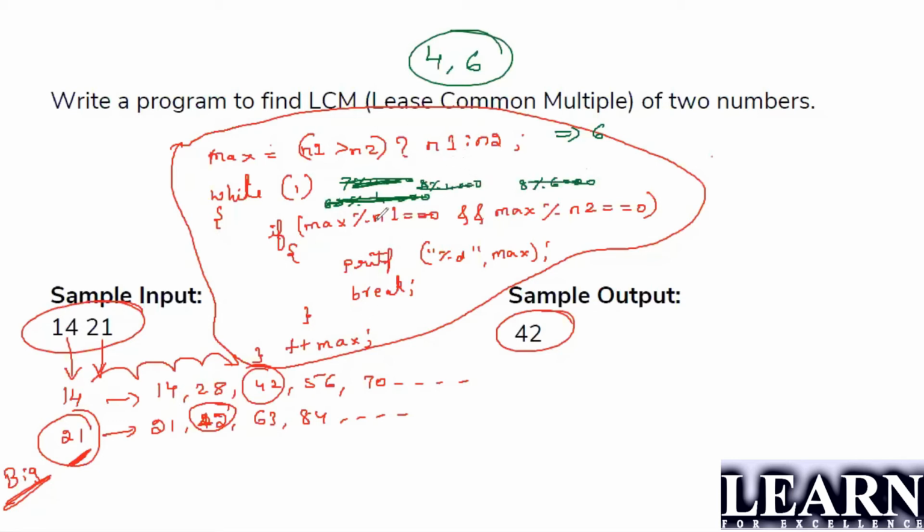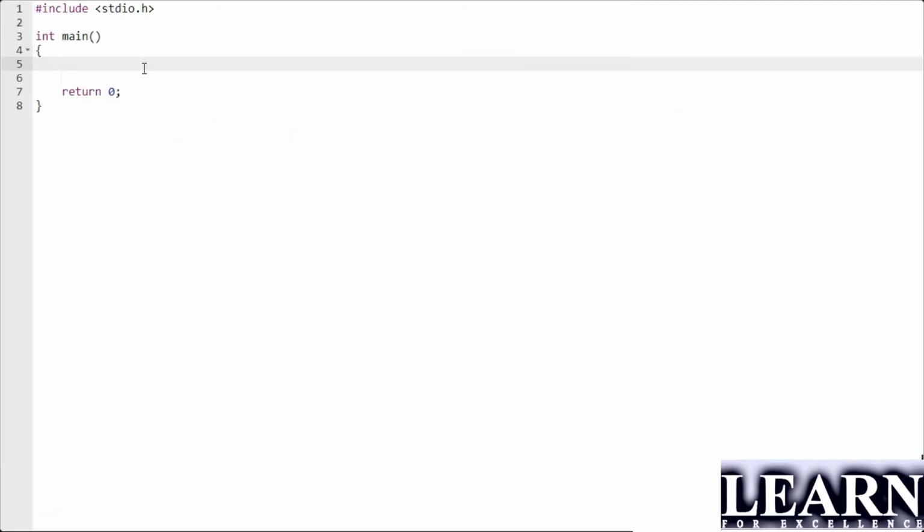It is 9, not divisible by 4. Next, 10, not divisible by 4. Next, 11, not divisible by 4. Next, 12. 12 modulus 4 equals 0. Yes. Next, I'll check 12 modulus 6 equals 0. Yes. Both the conditions are satisfied. It will enter this and print the max. Max is nothing but 12, so that will be the answer.